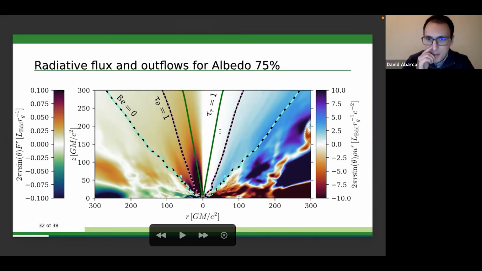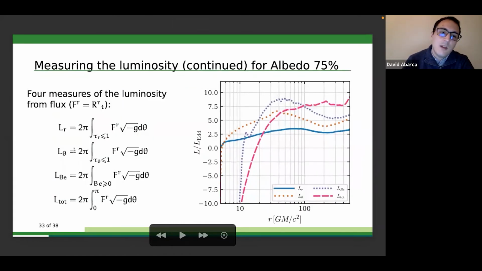Another way to do it is using the theta surface. As I said, you integrate along theta to find when the optical depth equals 1. And then you can integrate the flux in this whole cone, and that will give you what I call the theta luminosity, okay?